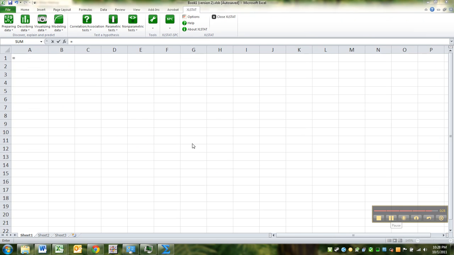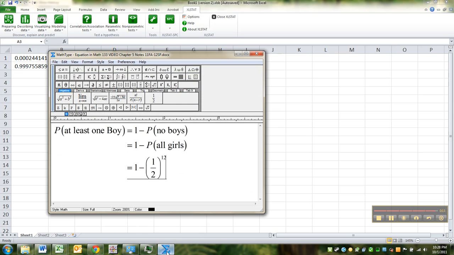This is where Excel comes in handy. I type equals 0.5 to the 12, and I can type equals 1 minus that number. That's 0.99976. By the way, my grandmother did take me to her cousin's house, and they did have 12 girls. So that's where that problem came from.